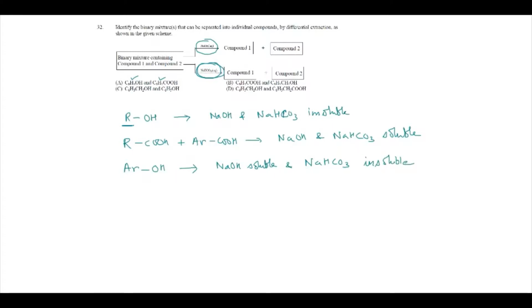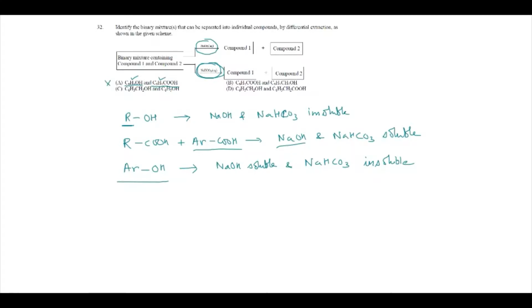Okay. Now look at the options. In the first option, we have a phenol and a benzoic acid. So, phenol and benzoic acid both will be soluble in sodium hydroxide because yes, aromatic OH and aromatic carboxylic acid. So, both will be soluble in sodium hydroxide. So, the first route, that means separation using sodium hydroxide solution, will not work here. That means this option is cancelled.